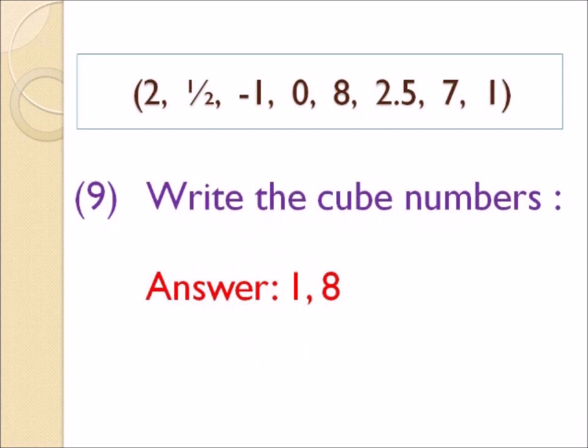Now, number 9, write the cube numbers. The cube numbers, 1 times 1 times 1 is 1. That's correct. And 2 times 2 times 2 is 8. So it's 1 and 8. Very good if you got that. Those are your cube numbers. Hope you got 9 out of 9 so far.